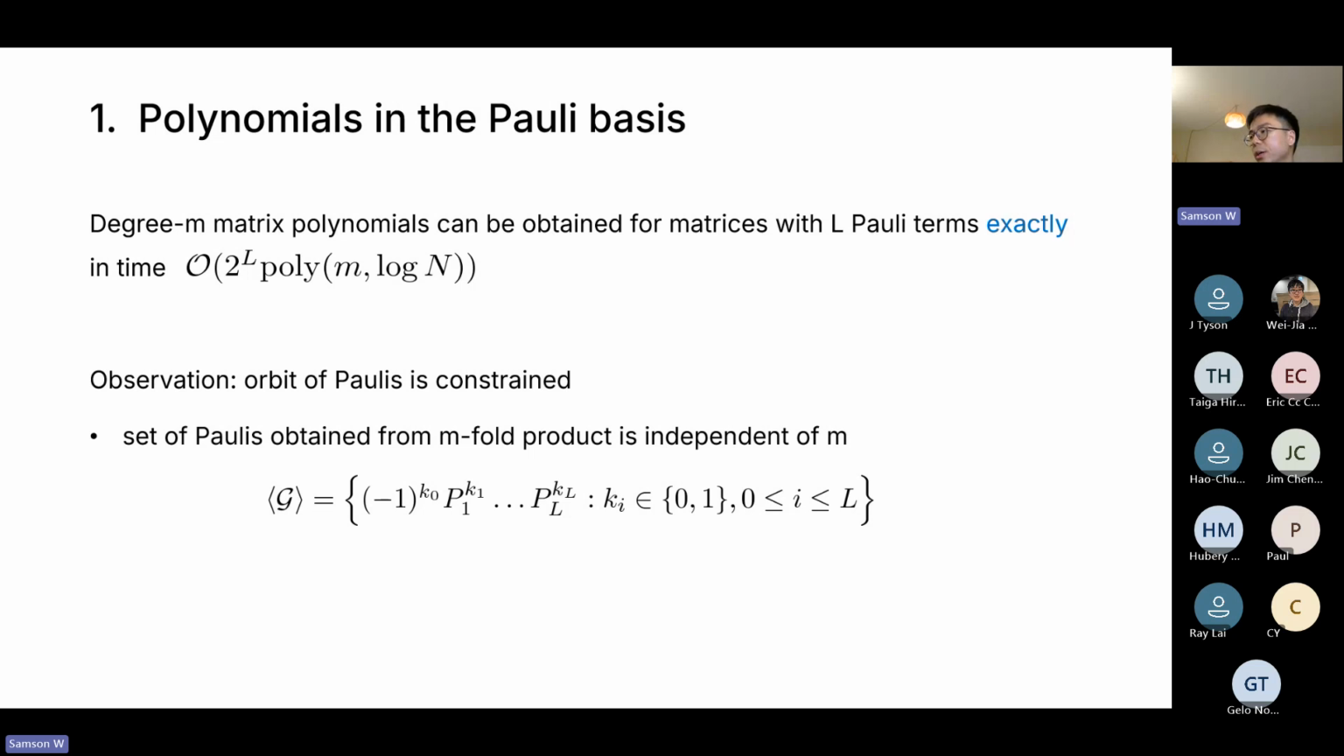And so this can recover not only monomials but more complicated, so-called more quantum polynomials such as Chebyshev polynomials efficiently. This is based on a simple observation: if you don't have many Pauli terms in your matrix, and you want to look at some polynomial of this matrix, the set of Pauli matrices which it explores, or the orbit of Paulis, is constrained. No matter how high your degree is, it'll be constrained. And indeed, the set of Paulis you obtain from a product of Paulis with only L terms goes as 2 to the L, and it's exactly the set that's written on the slide.